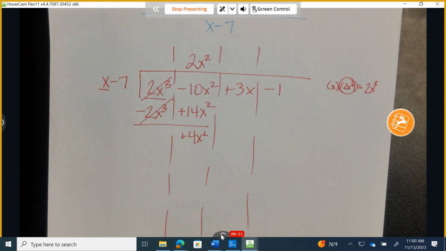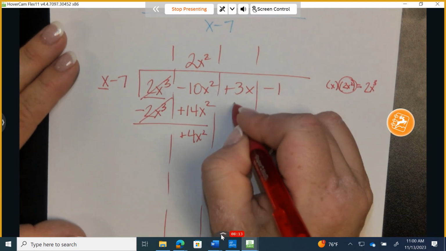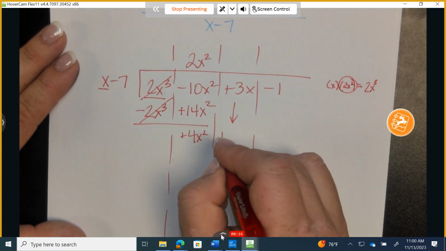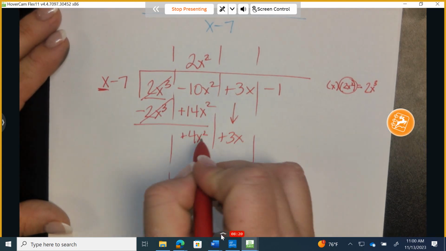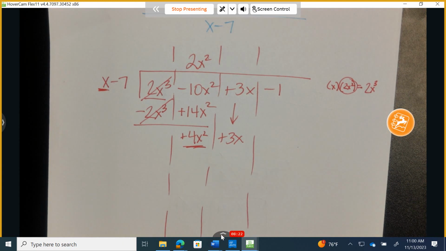Now I've done steps 1, 2, 3, 4 that you see on the board. Step 5 says if there's anything up here, we've got to bring the next term down. And we start the whole process over again. I've underlined the x, now underline 4x squared.